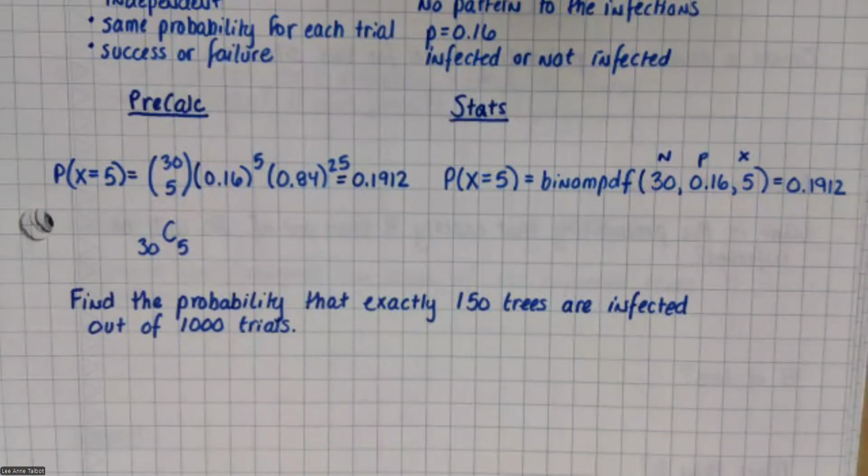Now I want you, in your groups, to find the probability that 150 trees are infected out of 1,000. Figure out what changes and what stays the same. While you're working on that, I'm going to bring you a chemistry test. One per group. You can work on it with your group when you're done with your other problems.